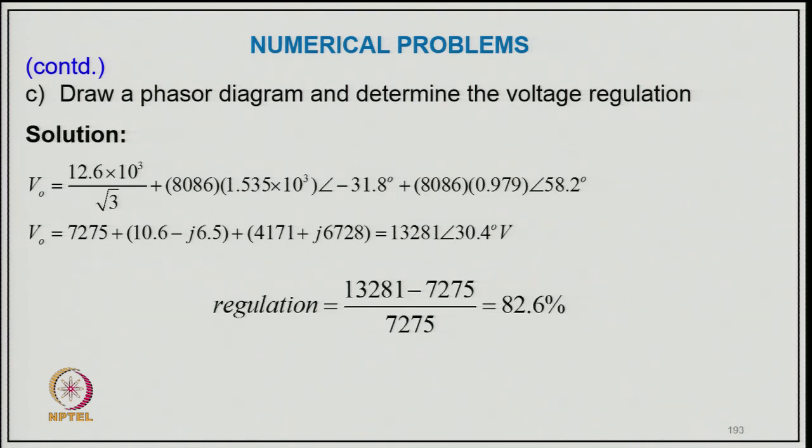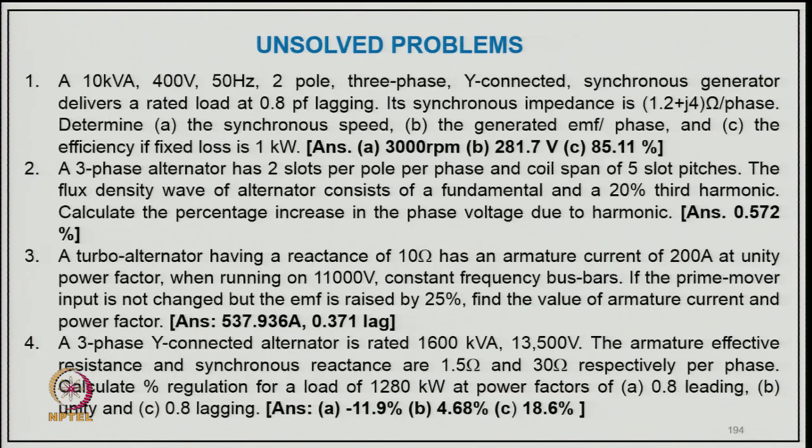So, now V_O is calculated typically as Vt plus the I Z drop, and calculating it comes to 13281 at the angle of 30.4 degree volts, and regulation will be 13281 minus 7275 divided by 7275, that comes to 82.6%.